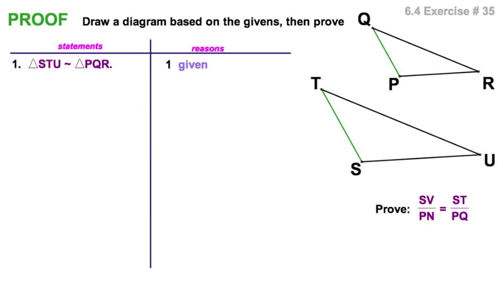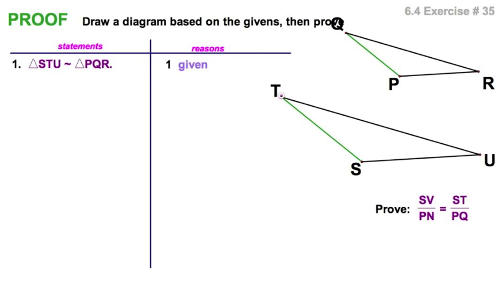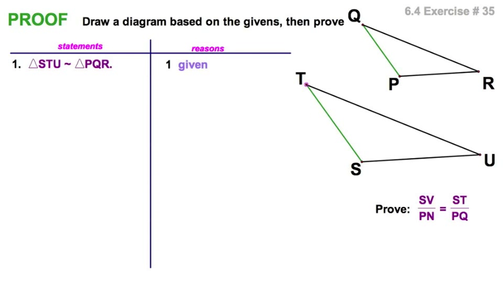I'm going to start here by drawing two similar triangles. I've got these two over here, STU similar to PQR. And I'm going to try to prove this. Well, I've got to fill in a couple more givens.